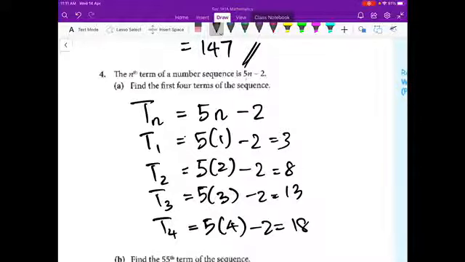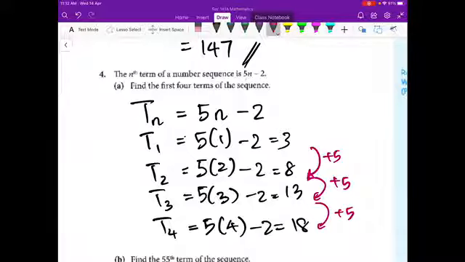So, what is the number pattern that you observe? What do you observe? You notice? What do we add? Add 5, right? Do you all see the 5 in the formula? Are you sure? Do you all see the 5? Here. The number in front of the n is the number that we're adding.